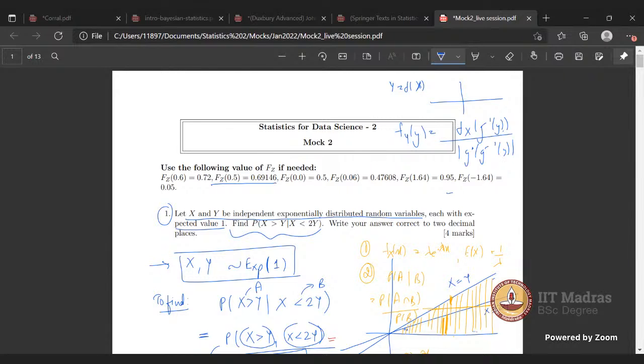Can you mute? Okay, so if anybody has doubt, they can stay back. Otherwise, you can leave.